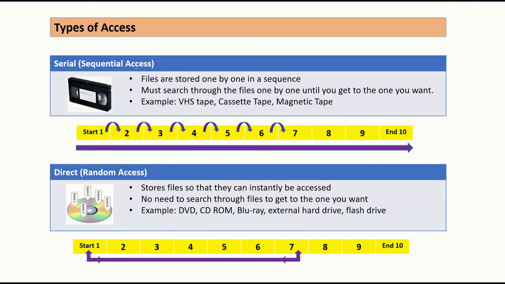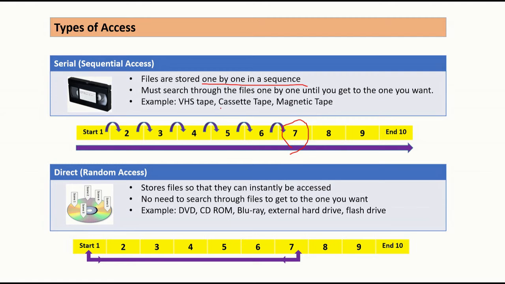Serial access or sequential access means that files are stored one by one in a sequence in your storage media, and you have to search through the files one by one until you get to the one you want. Examples include VHS tape, cassette tape, magnetic tape, and so on. So if I want to get to file number 7, I have to start from file number 1, go to file number 2, 3, and finally reach file number 7.